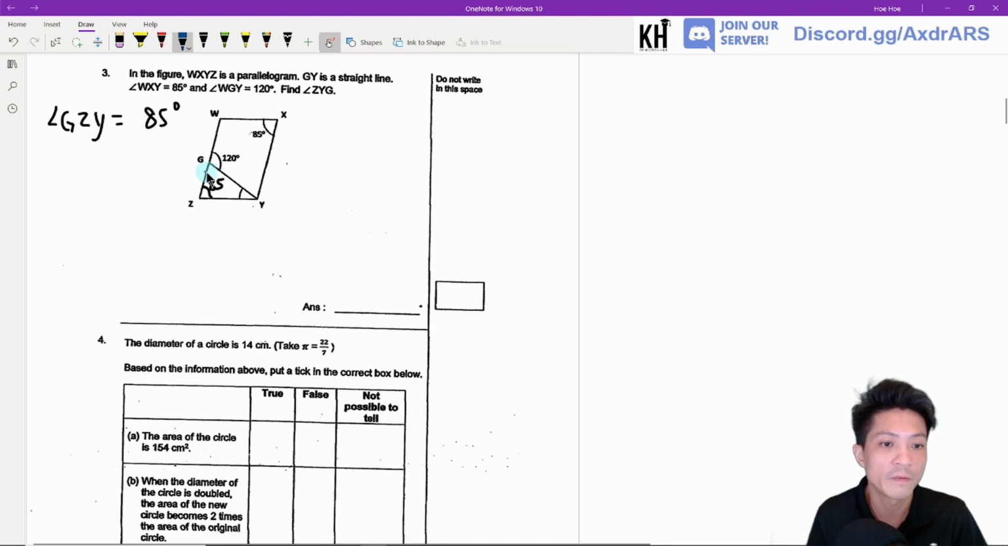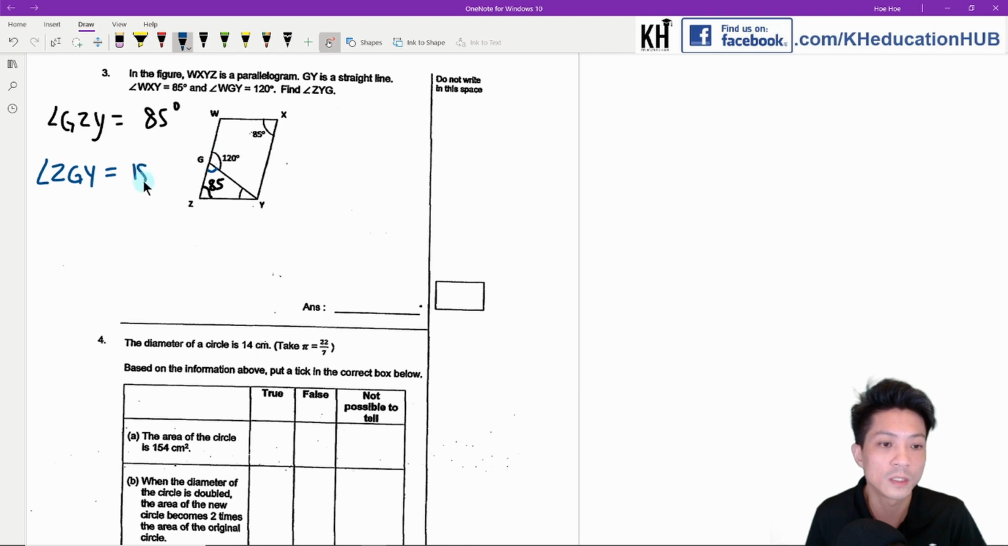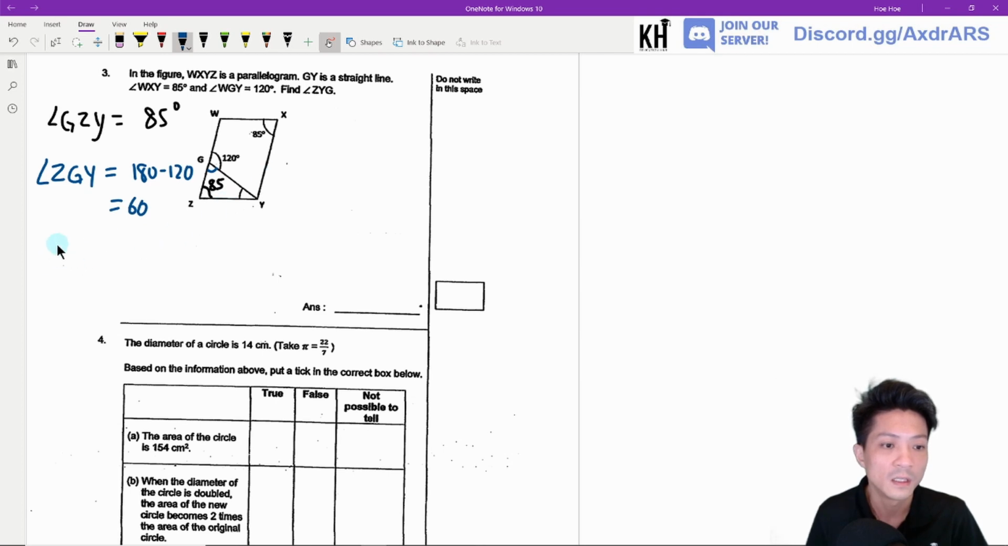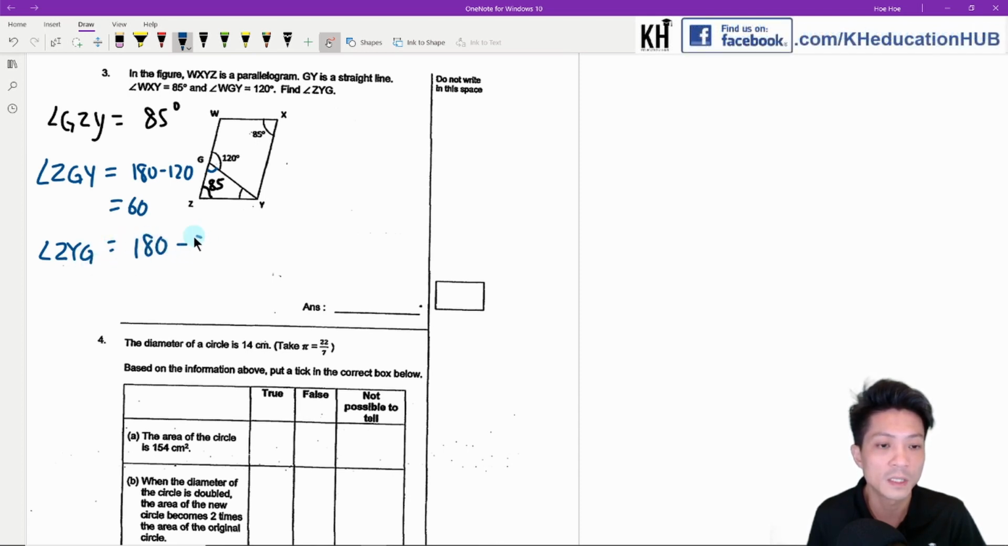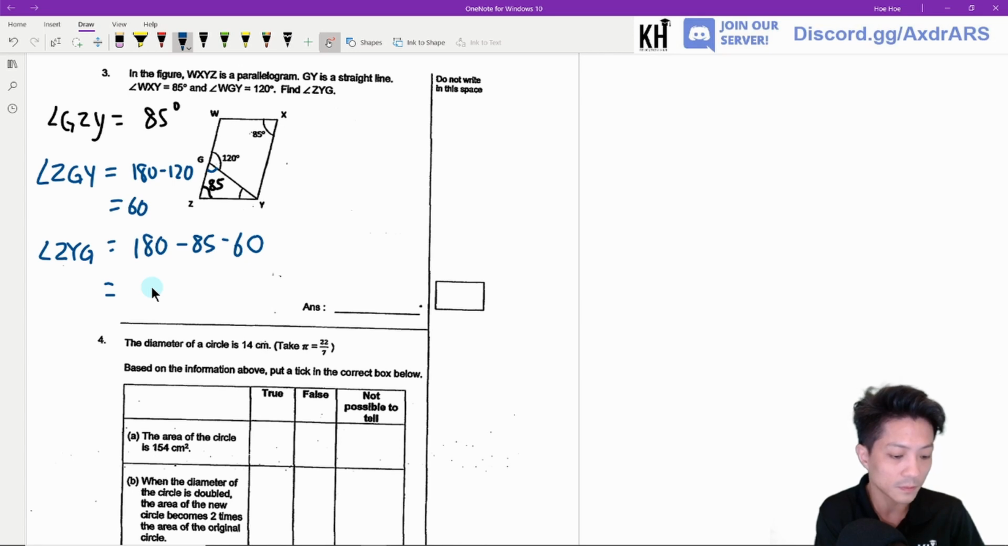Next I can find this angle over here. Angle ZGY is equals to 180 minus 120, which is gonna give me 60. So now to find the answer of angle ZYG, I just need to use 180 minus 85 and minus 60. It's gonna give me 35 degrees.